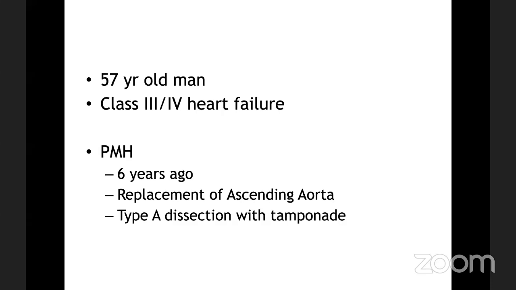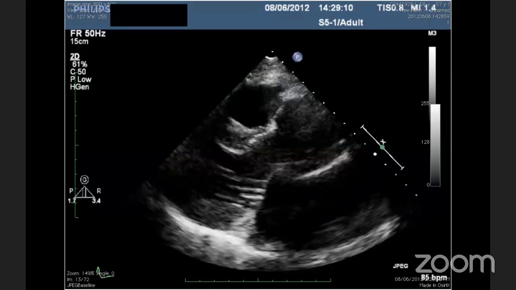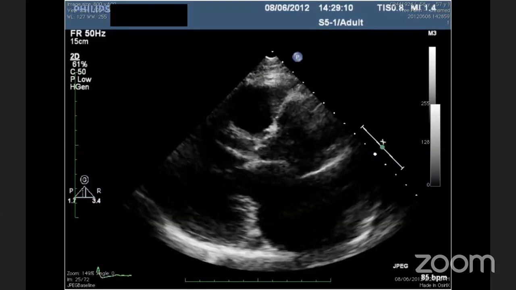So this is a 57-year-old guy, and he comes back to us with really bad heart failure. Six years previously, he'd had a replacement of the ascending aorta. He'd got a type A dissection with tamponade, so he'd had an emergency operation, and he'd done fine. And this is his echo. I'm going to go through these reasonably quickly.